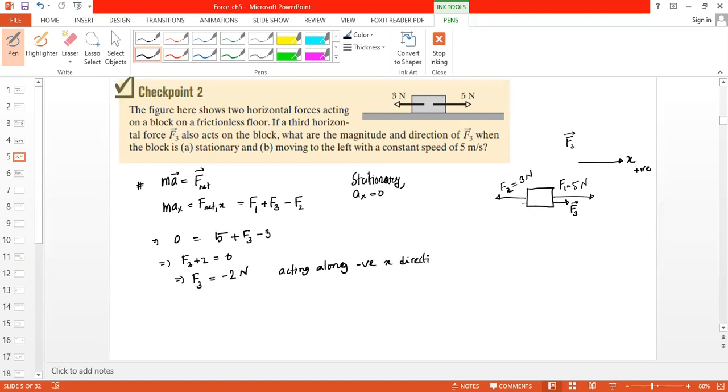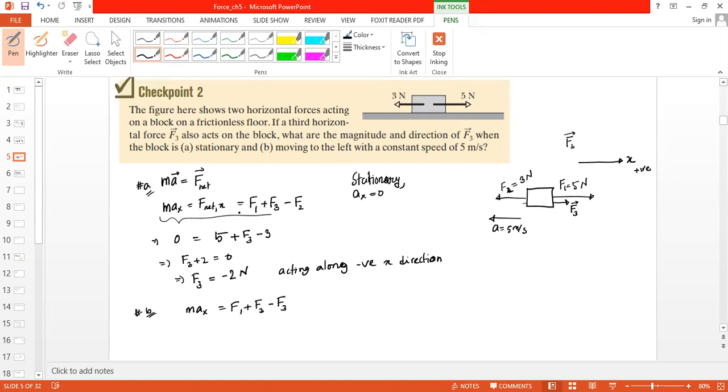So this is my part A, and my part B is that it is moving left with a constant speed of 5 meters per second. It is moving left this way. In this case, again, I can apply this formula: M A x equal to F1 plus F3 minus F2.